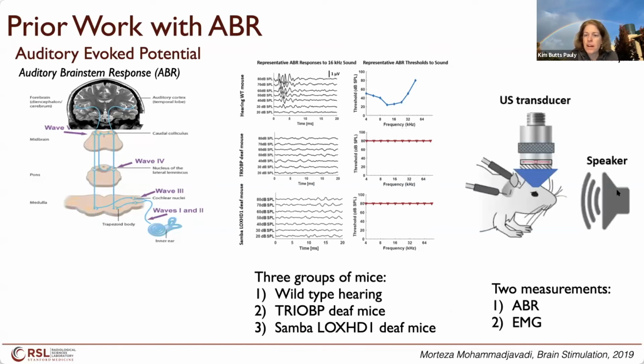Okay, so he applied airborne sound with a speaker, and he applied ultrasound to their head, and then he had these EEG measurements so he could get the ABR, and he also had EMG electrodes in the forearms as well. Because at the time, we were mostly doing EMG measurements and then asking, how does the ultrasound acting on the brain result in a forelimb twitch?